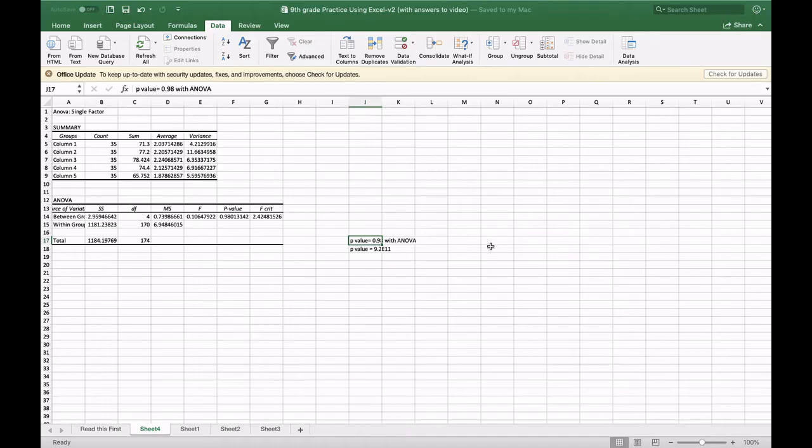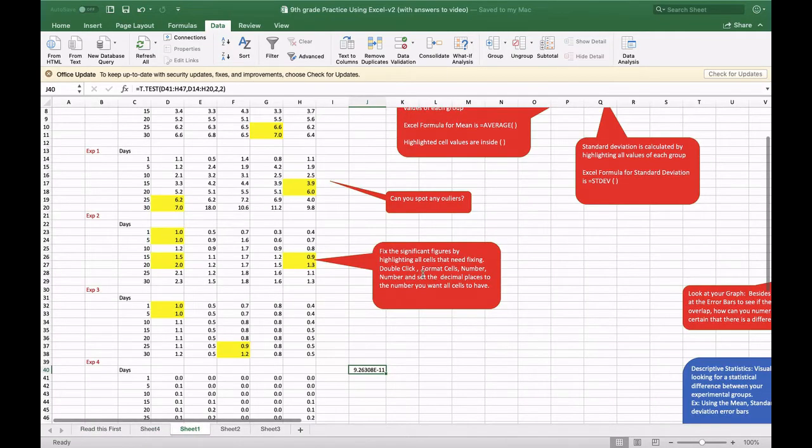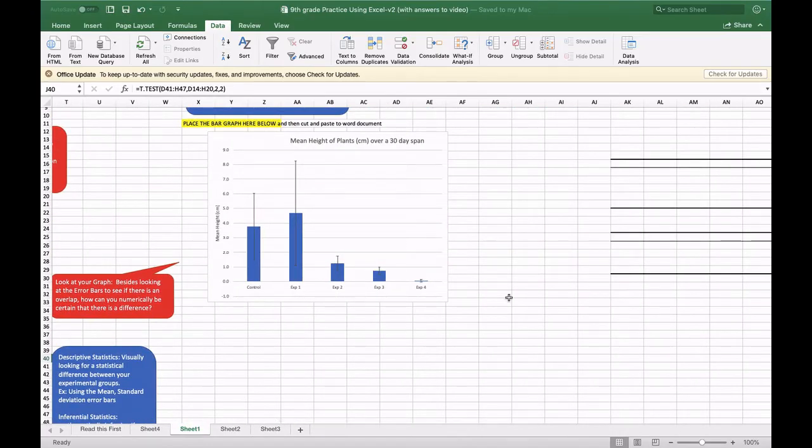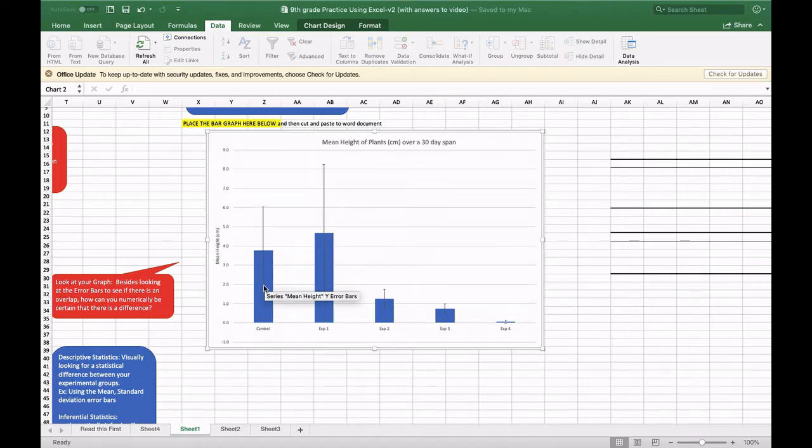So then I can say that there is no statistical difference between all of my groups, but I can say that there is a statistical difference between groups 4 and 1. And sometimes your analysis might vary like this. If you look at your graph, let's go back to sheet 1, your graph is in agreement with your statistical analysis, right? So between the control and all of these groups here, there is no statistical significance because there is an overlap of error bars. But just between experimental group 4 and experimental group 1, since there is no overlap, I can say there is a statistically significant difference between experimentals 1 and 4.